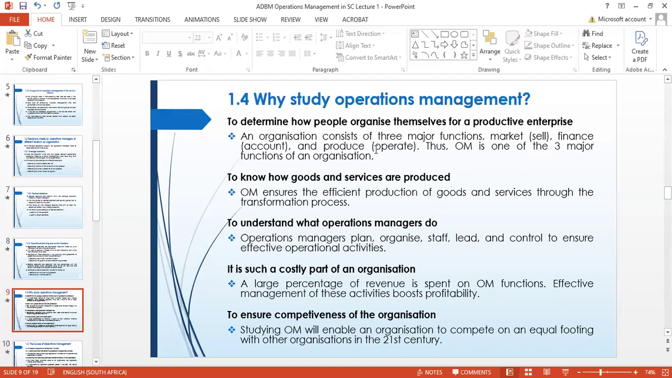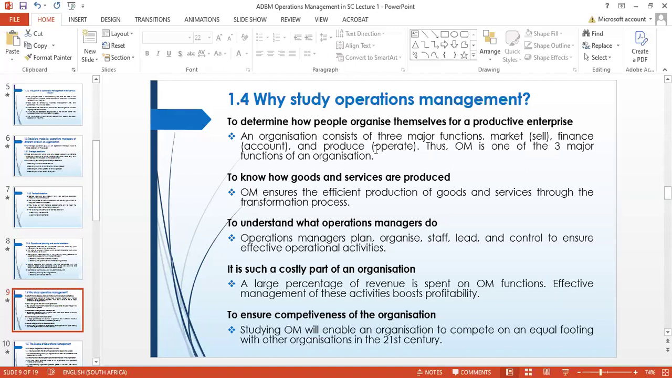Another reason why we study operations management is that it is such a costly part of an organization. If something is costly, it costs a lot, so it has to be studied, so that the organization or these managers can reduce the costs, right? If costs are reduced, then the profits go up. So you have to study operations management. You study something, you understand it very well, and you come up with ideas on how to reduce the costs.